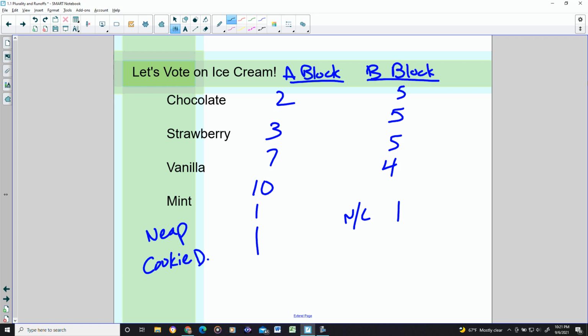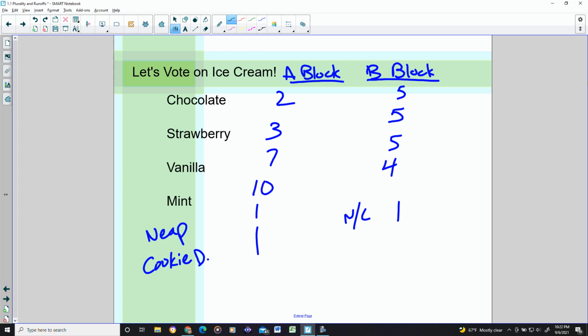Now, in this particular case, all the directions I gave them were, those are your 4 choices. Please vote on your favorite flavor of ice cream. In A block, I had one person write in Neapolitan, which is the combination of chocolate, strawberry, vanilla. And I had one person write in cookie dough, which was an interesting situation. There's a story behind that one, because that particular kid kept voting cookie dough on everything after that, and it got kind of hilarious.